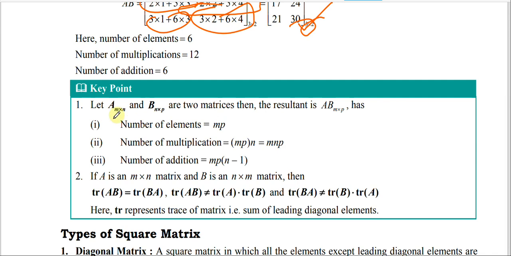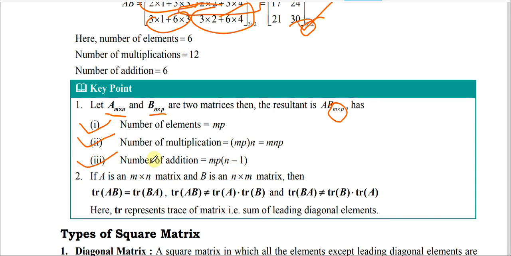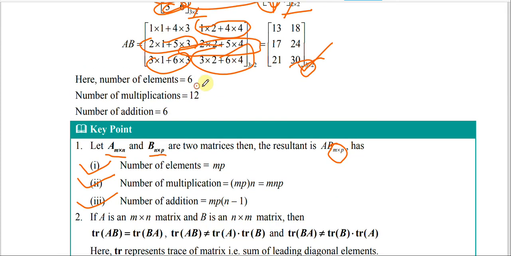So we know that if A and B are m cross n and n cross p, two matrices, then its resultant will have order m cross p and the number of elements will be mp. mp elements will be there, and the number of multiplications will be mpn and the number of additions will be mp into (n minus 1). You can see here.